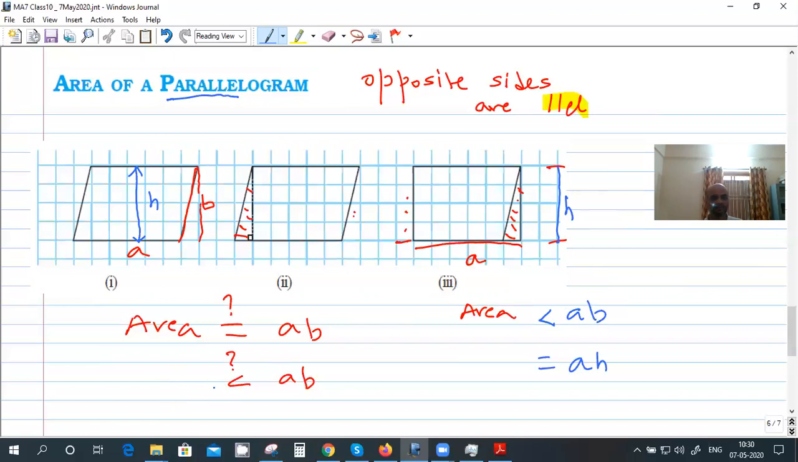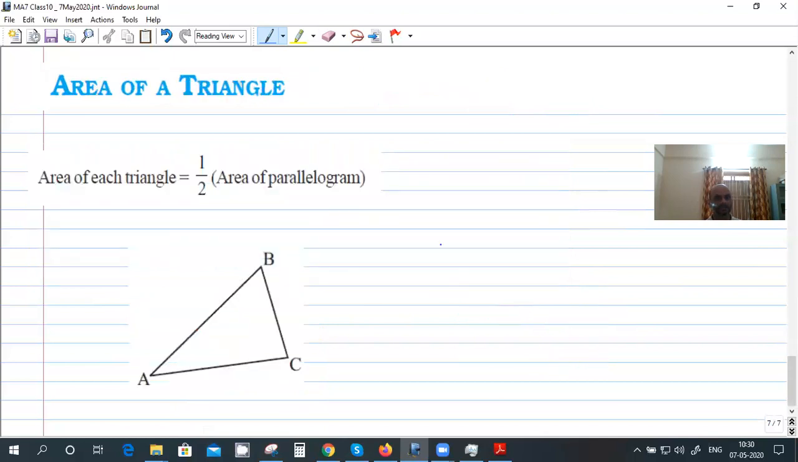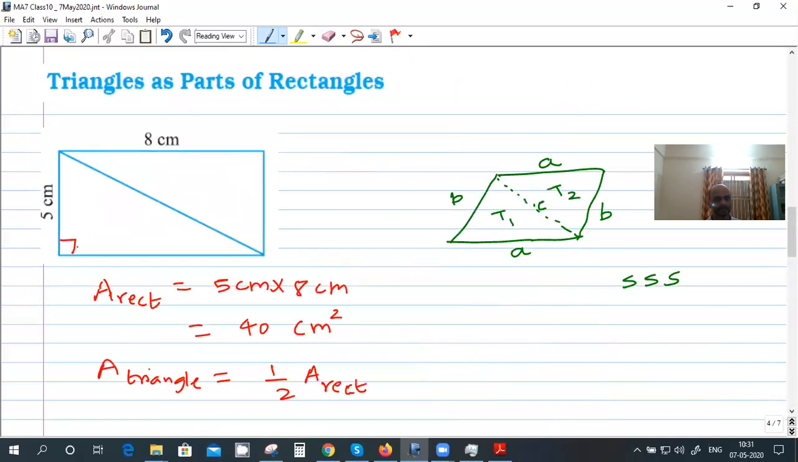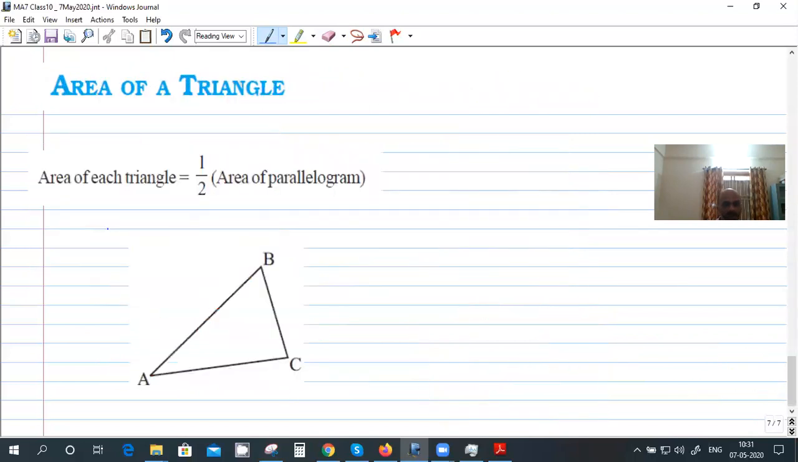So area of a parallelogram is A into the distance between the opposite parallel sides, where height is the distance between the two parallel sides. All right. Now triangle. This was a special type of triangle. We call this a right angle triangle. But not all triangles are right angle triangles. So from this triangle, can you construct a parallelogram so that the parallelogram is made of two triangles?